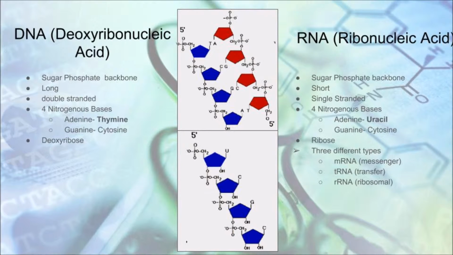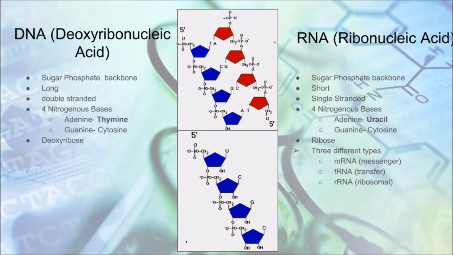DNA has a sugar phosphate backbone just like RNA, but it is long. Unlike RNA, RNA is short. DNA is also double-stranded, while RNA is single-stranded. They both have 4 nitrogenous bases, but the main difference is that RNA has a different 4th nitrogenous base.